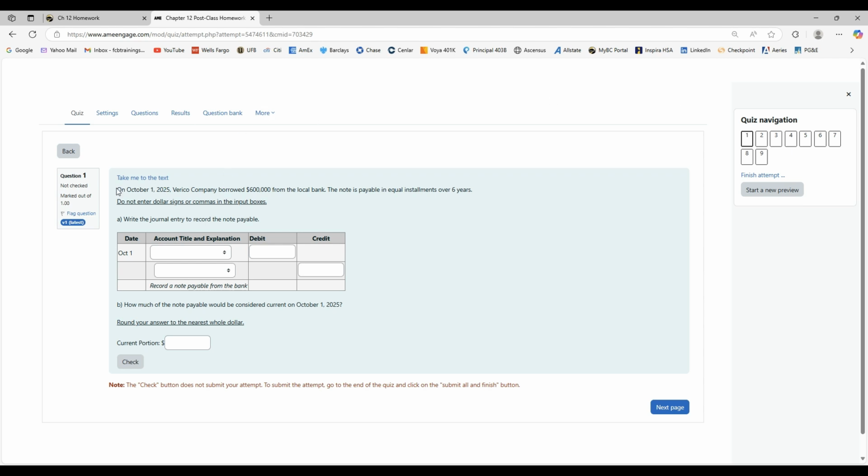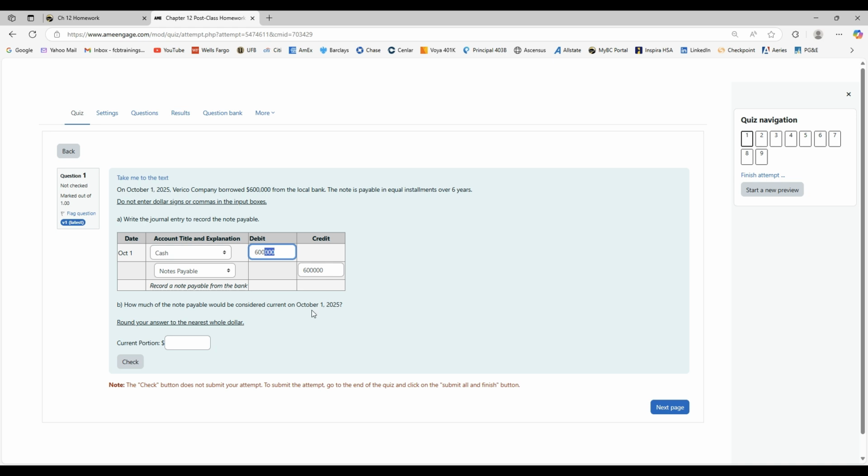So okay, our first question says on October 1st, this company borrowed $600,000 from a local bank. The note is payable in equal installments over 6 years. Write the journal entry to record the note payable. So this is pretty easy. Cash, right? We're borrowing the money, $600,000, and then we have a liability that we're going to call notes payable. Hopefully that's 600,000. It's hard without the commas.